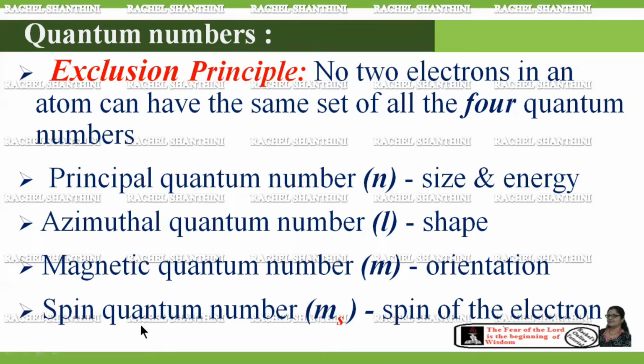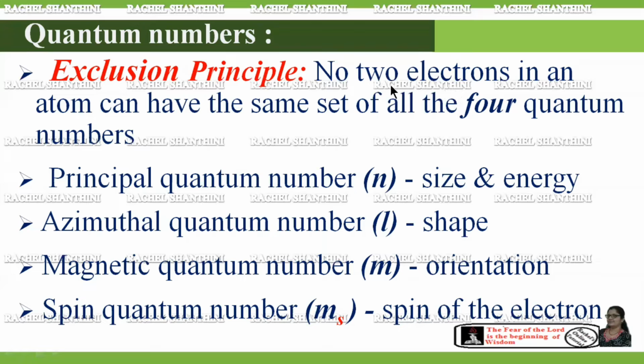And the last one is the spin quantum number, m suffix s. This refers to the spin of the electron, that is whether the electron is spinning in the clockwise direction or anti-clockwise direction. So, according to this exclusion principle, no two electrons. Even though these two electrons are present in the same suborbital, they don't have the same set of all four quantum numbers. That is why it says no two electrons. So, no two electrons in an atom can have the same set of all the four quantum numbers.